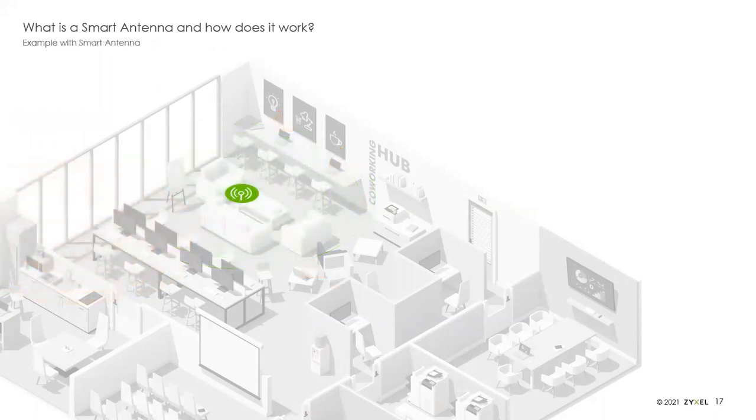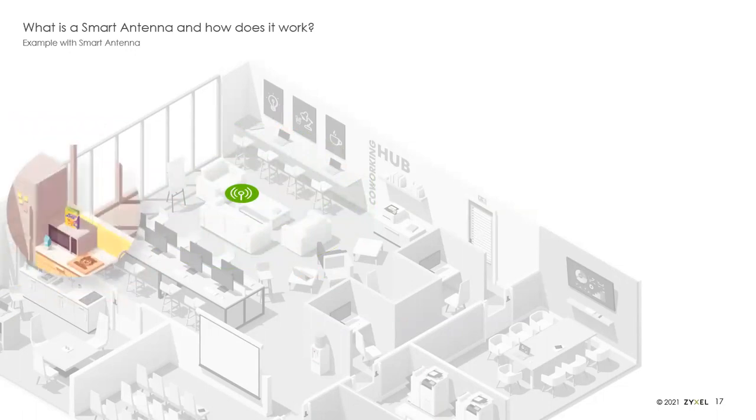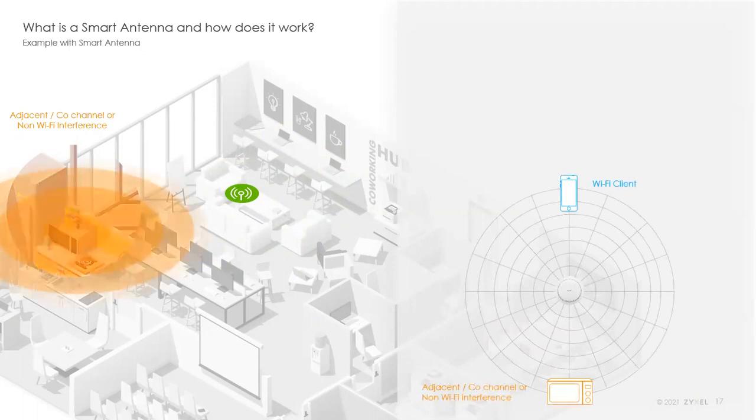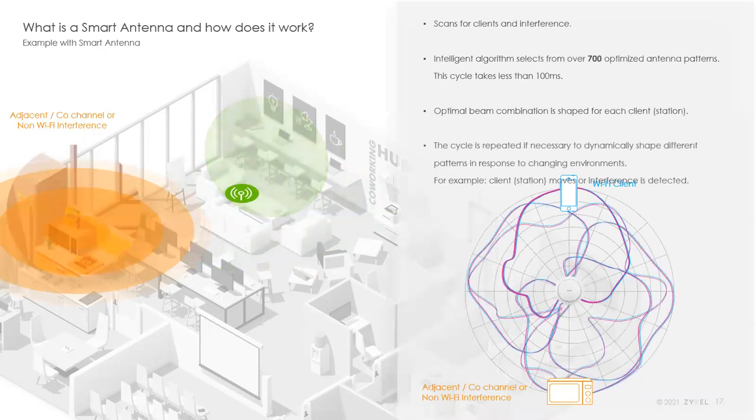With smart antenna, instead of having that one fixed ceiling antenna pattern, we have the ability to go through literally hundreds of different antenna patterns and choose the antenna pattern that's best for the environment at that time. And my animation isn't working right today for some reason.